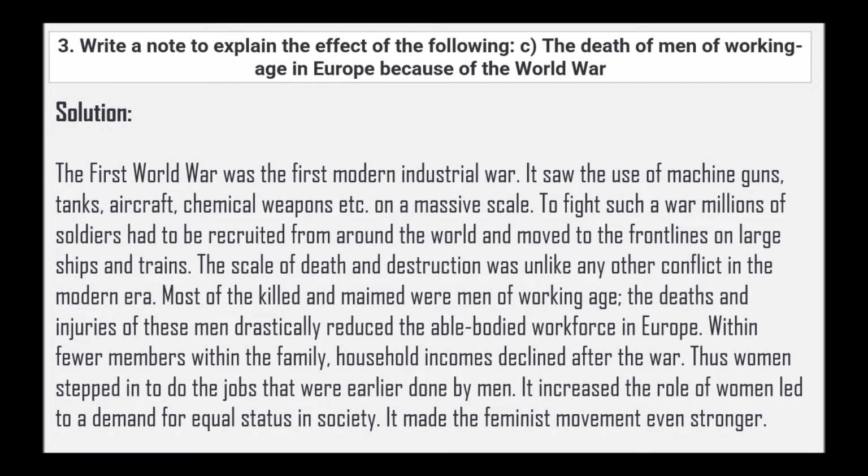Most of those killed and maimed were men of working age. The deaths and injuries of these men drastically reduced the able-bodied workforce in Europe. With fewer earning members in the family, household incomes declined after the war. Thus, women stepped in to do the jobs that were earlier done by men. It increased the role of women and led to a demand for equal status in society. It made the feminist movement even stronger.